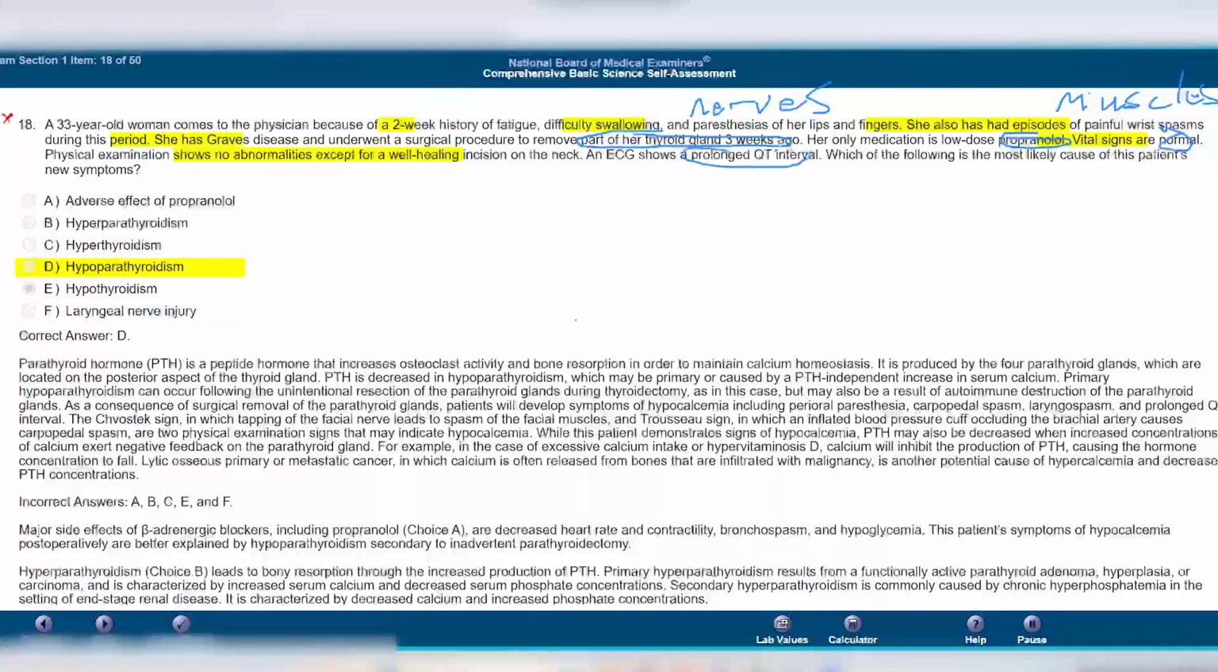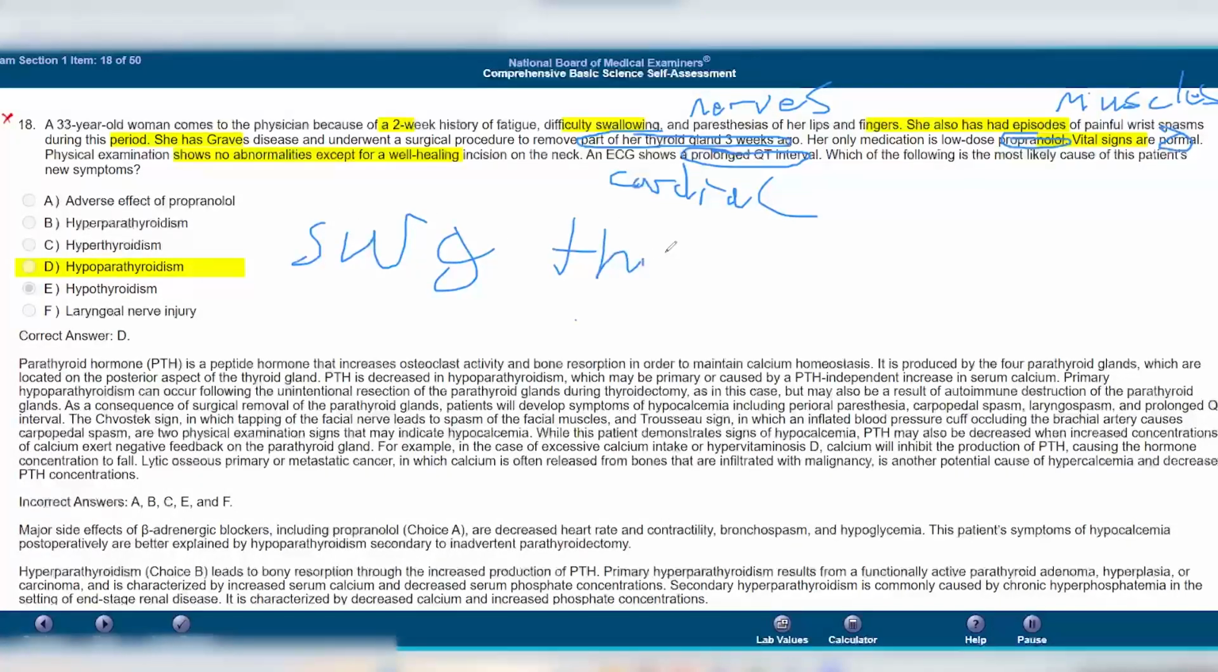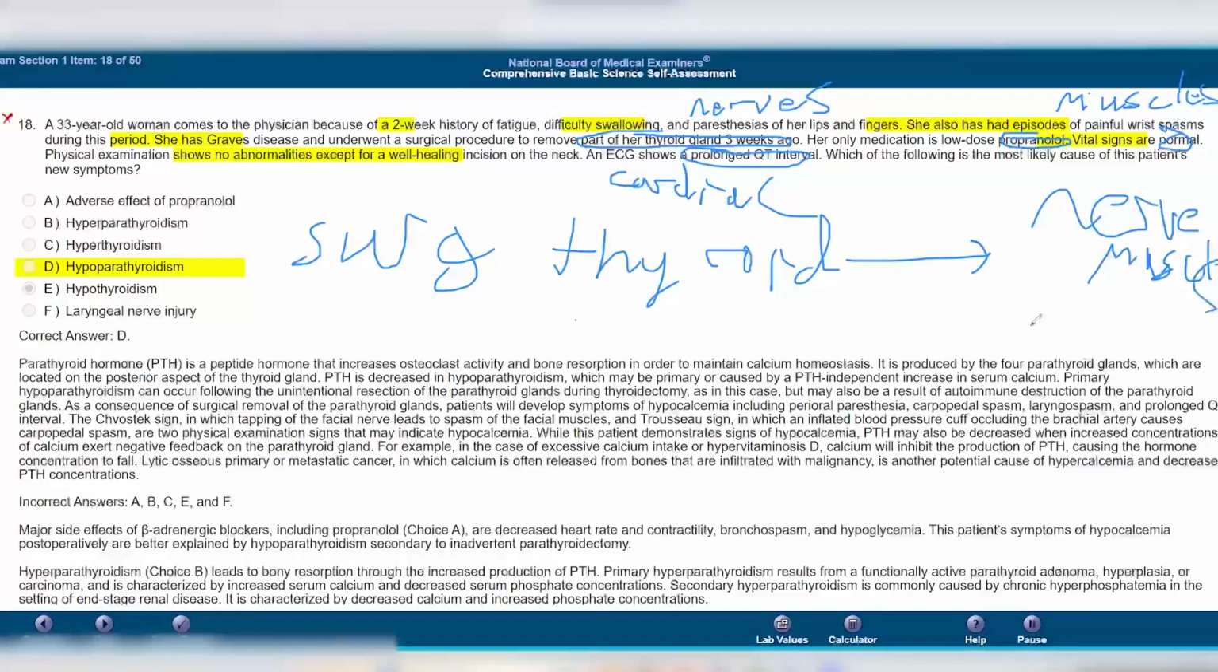ECG shows prolonged QT intervals. So I know that there's some kind of cardiac issue. Which of the following is the most likely cause of this patient's new symptoms? So in my mind, I'm thinking that it's a timeline. She had surgery of her thyroid. And then after her surgery, she has nerve issues, she has muscle issues, and then the conduction of her heart has issues, right?